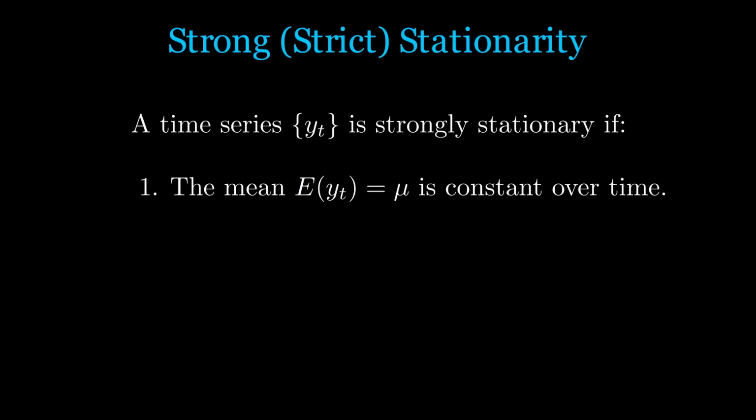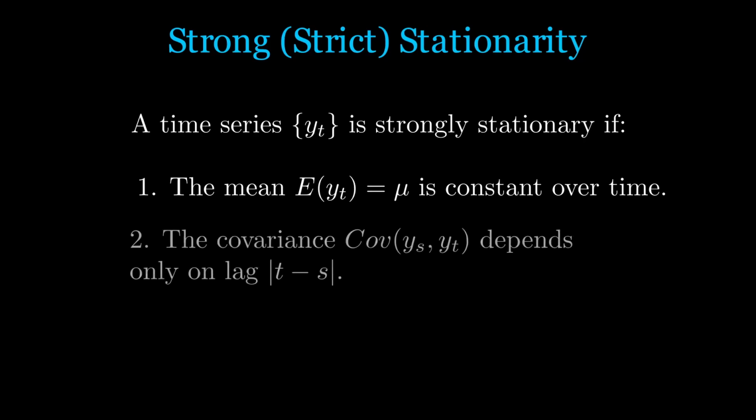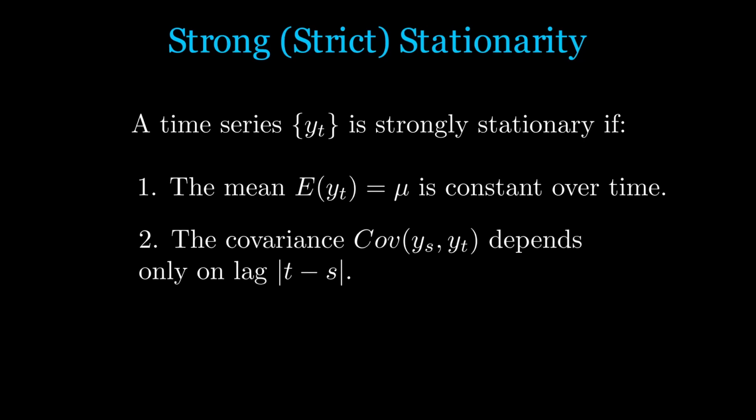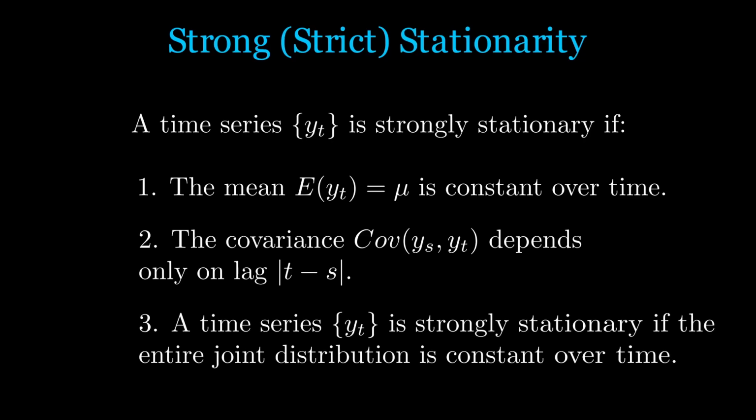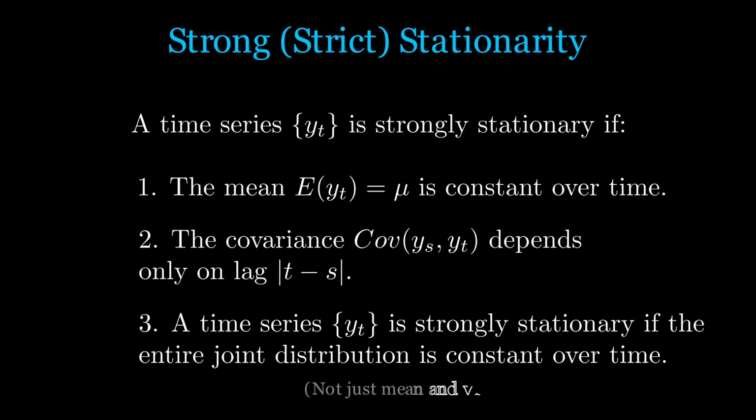The second type of stationarity is strong or strict stationarity. The first two conditions are the same as weak stationarity. The mean must be constant over time, and the covariance between 2 points depends only on the time difference between them. For a series to be strongly stationary, a third condition must be met. The entire distribution, not just the mean and variance, must remain constant over time. It's a much tougher condition to meet, especially in real-world scenarios. In most cases, weak stationarity is sufficient.